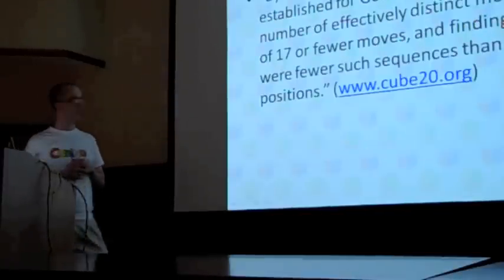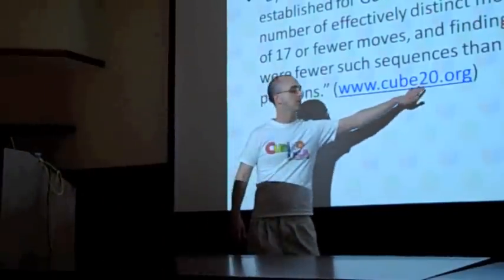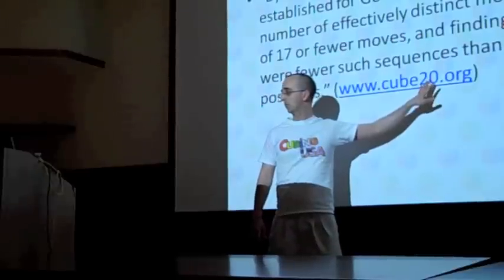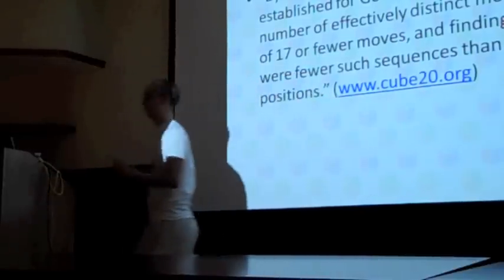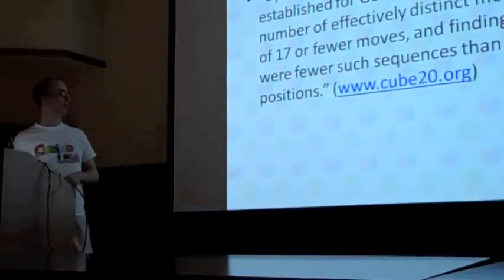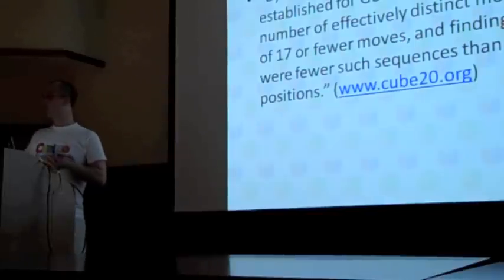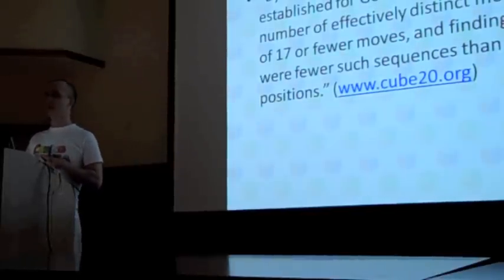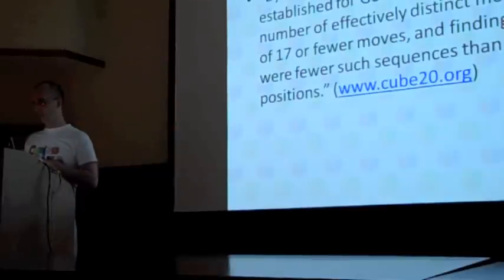And it turns out the answer is 20. 20 moves is the furthest from solved any Rubik's Cube can be. So God's number is 20. And that problem was solved summer of last year. It was announced at U.S. Nationals in August, actually, last year at MIT. Very, very exciting. I'm sure you saw the YouTube clip.